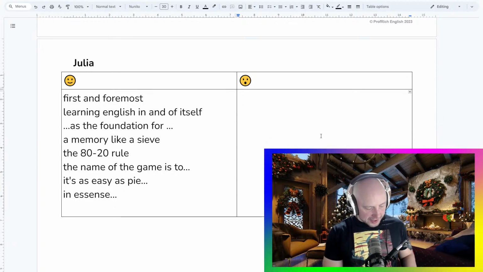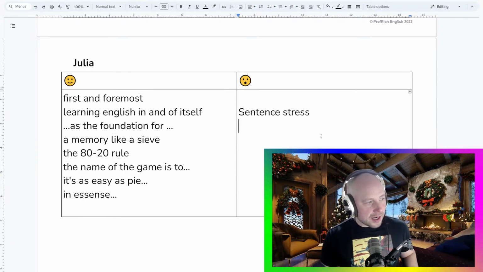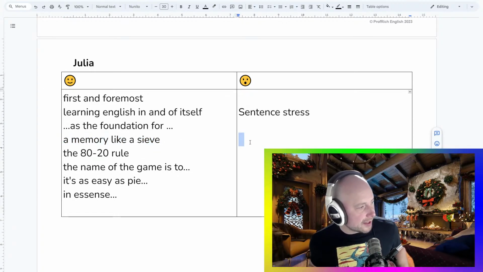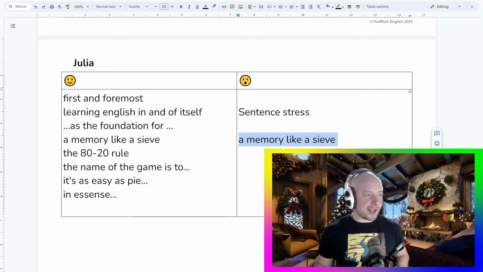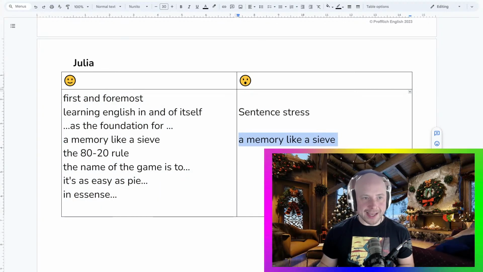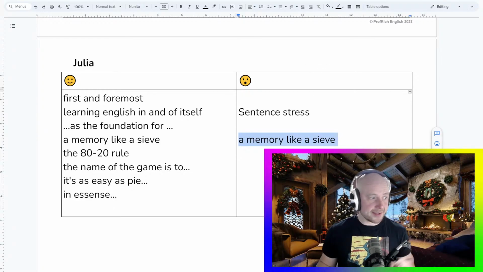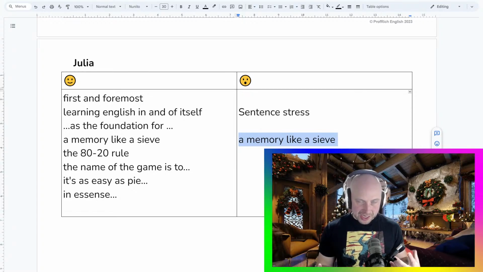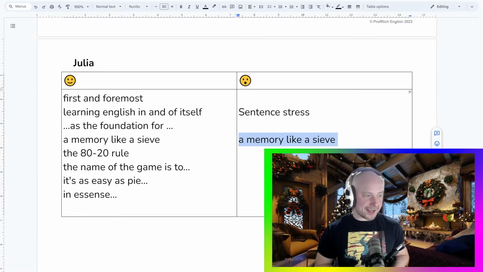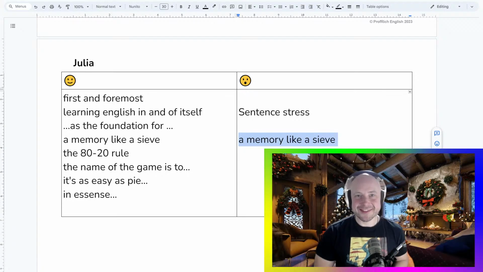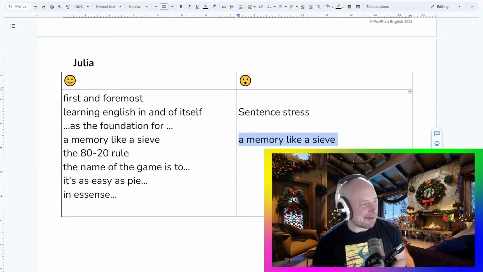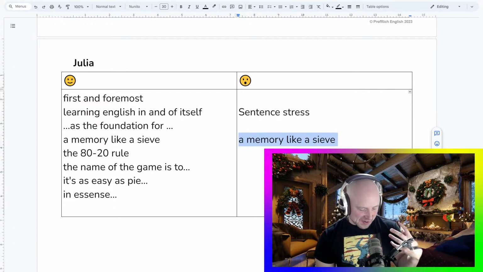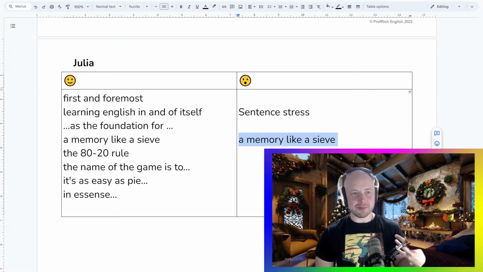Your area for improvement is sentence stress. So I'll just give a quick example here. The way that you say this is "our memory like a sieve." That's how you say it. Our memory like a sieve. And you need to change the way you speak to say "a memory like a sieve." Right? So you definitely don't want to pause or stress the articles and pronouns and stuff.